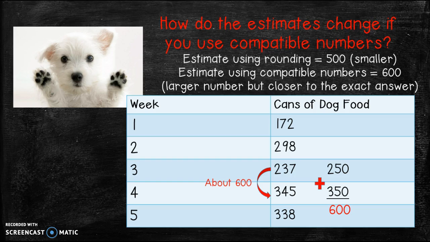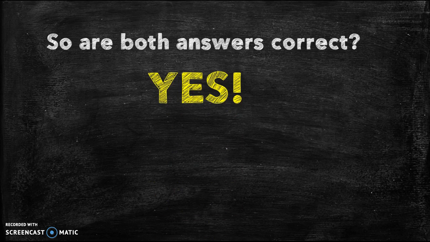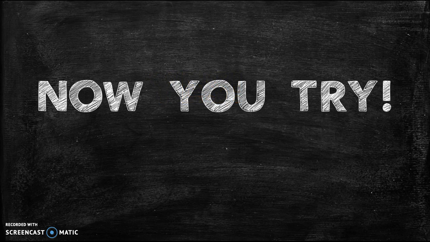Remember, the first one using rounding gave us a smaller number, but when we use compatible numbers, it was a larger number, but it was closer to the exact answer. These are two different ways that you can estimate, and as long as the directions don't tell you exactly how they want you to estimate, you can do it either way that works best for you. So are both answers correct? Yes, they are. As long as you're using rounding or compatible numbers, your estimates are correct. They may be different from a teammate's answers, but remember, only exact answers are the same. Estimates are not exact. Now you try.